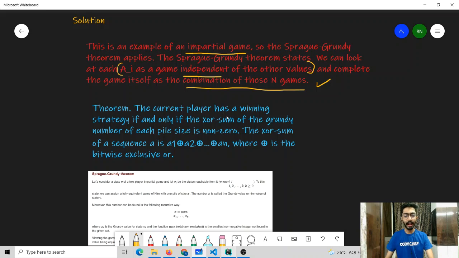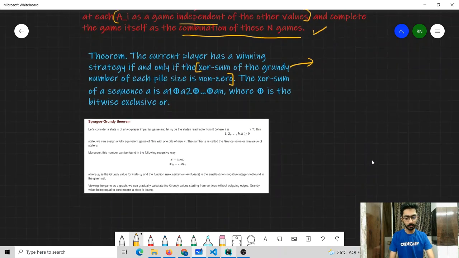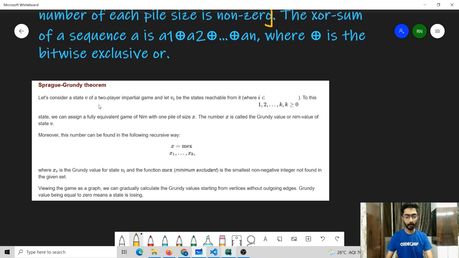The current player has a winning strategy if and only if the XOR sum of the Grundy numbers of all the given numbers is not 0. Knowing this is a prerequisite for this problem. What are Grundy numbers? Each state of a game is represented by a Grundy number, and this Grundy number is used to determine whether the player is in a winning state or in a losing state. So we'll call the Grundy number of any state i g(i).